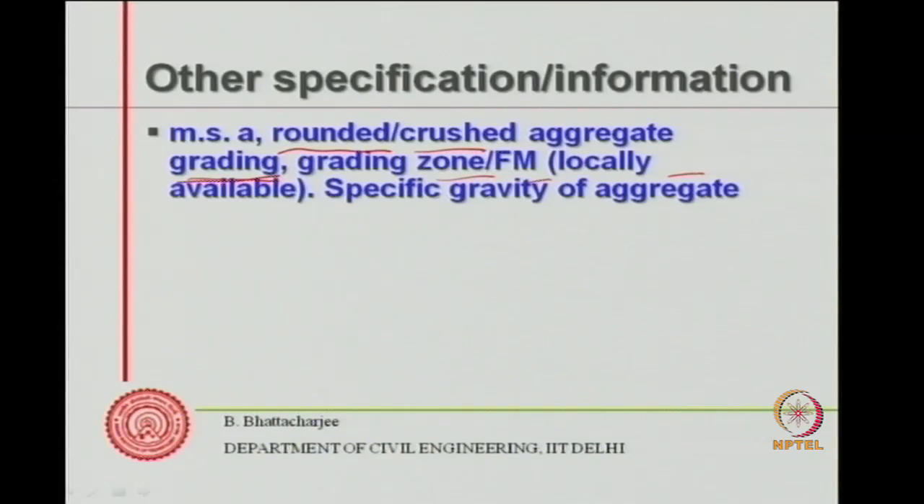One more important information is the specific gravity of aggregate, because volume occupied, or mass in unit volume, is what we need for the aggregate. So the volume to mass ratio is through specific gravity, and therefore this is also an important information. What we do is we actually measure this before doing the mix proportioning or before doing the mix design. We generally measure this if this information is not available.